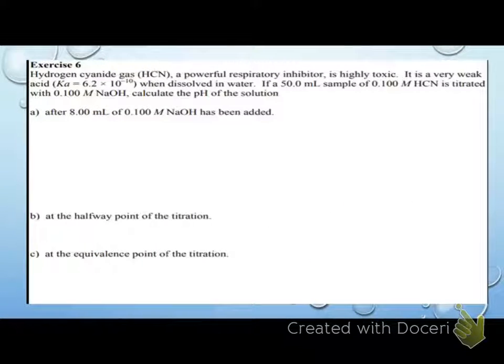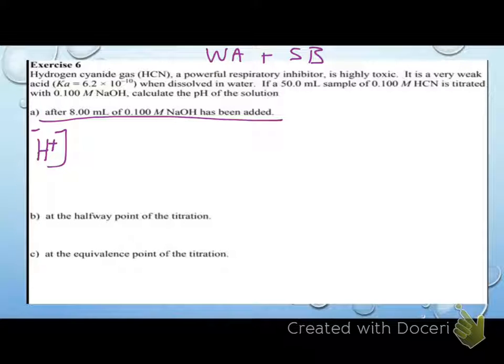In this one, we have hydrogen cyanide gas, a powerful respiratory inhibitor. We have a Ka value. If 50 milliliters of 0.1 molar HCN is titrated with 0.1 molar sodium hydroxide, calculate the pH of the solution. So here we have a weak acid plus a strong base. It wants to know the pH after 8 mils has been added, so we're going to use this formula instead of a rice table, because we like this formula.